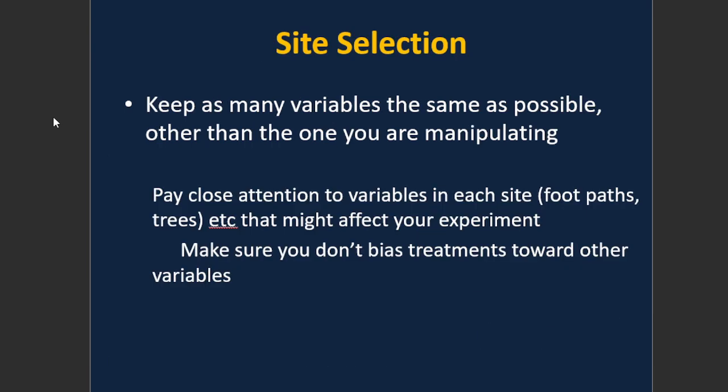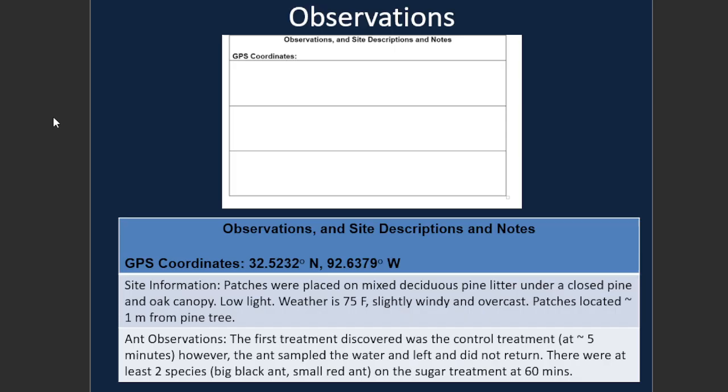So, site selection: keep as many variables the same as possible other than what you're manipulating. Pay close attention to variables at the site, such as footpaths and trees, that might affect your experiment. You're going to write down your observations: your GPS coordinates, site information, and ant observations. This is an example of what you would write down, and this is very important, especially for this quarter, because you're going to do this experiment and then go on Christmas break, so you're going to need as many notes as possible.